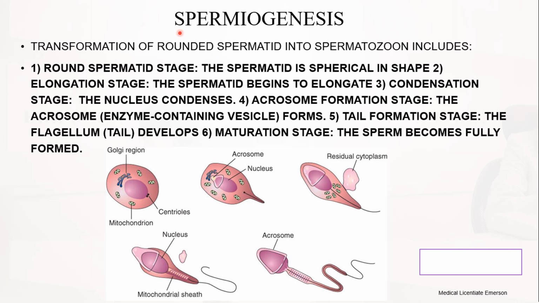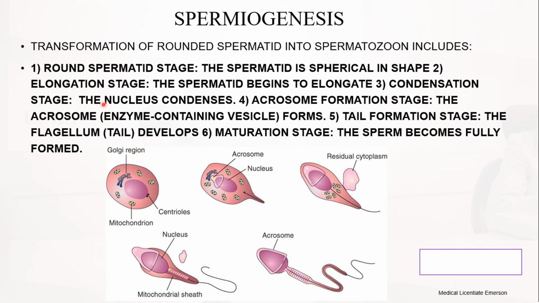So now there are what we call stages of spermiogenesis, and for our literature here, we are going to talk about 6. So meaning literatures differ. There are some literatures where we can say we have 4, 5, but here we are going to talk about 6. So the first stage is the round spermatid stage. This is where the spermatid is spherical in shape. You have the Golgi apparatus, the centriole, the Golgi region, mitochondrion.